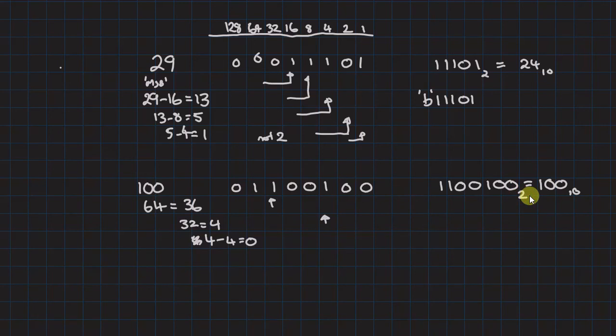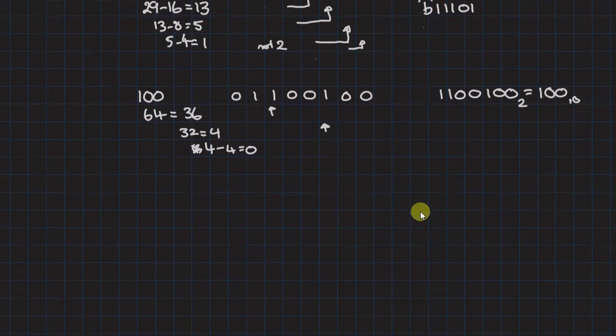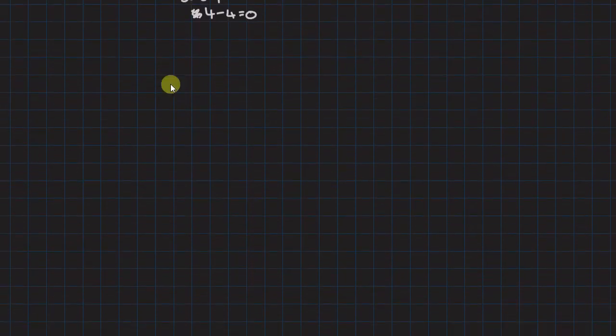Okay. What about going the other way? So let's reverse it. I've now got a number and I need to know which value it is. So I'll put the codings in again: 128, 64, 32, 16, 8, 4, 2, 1. And I'm going to say I've got this following number.